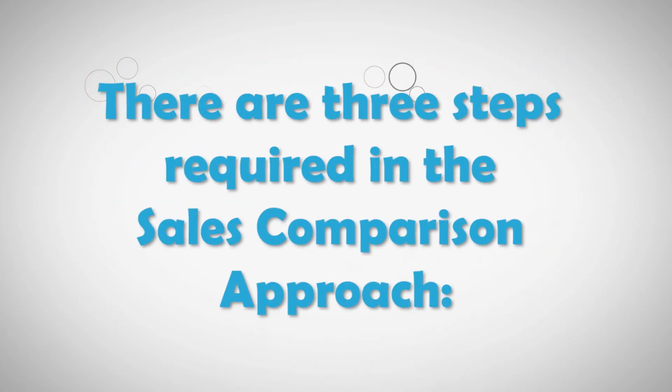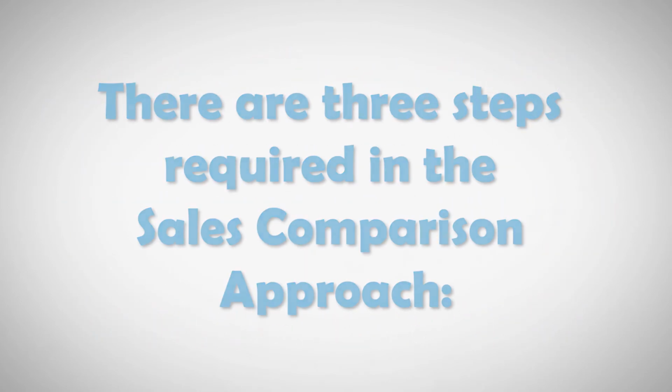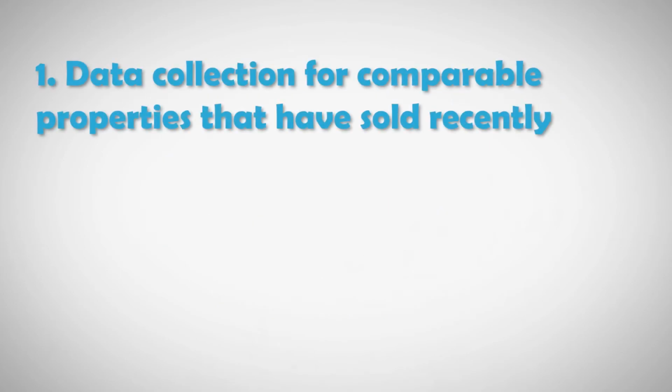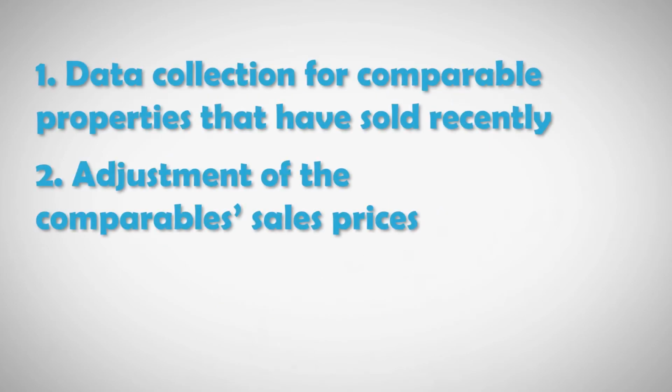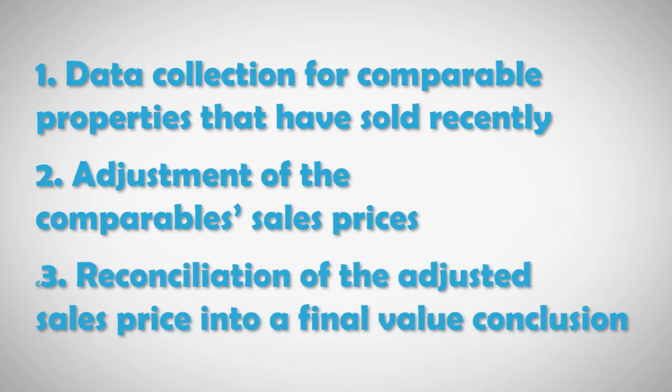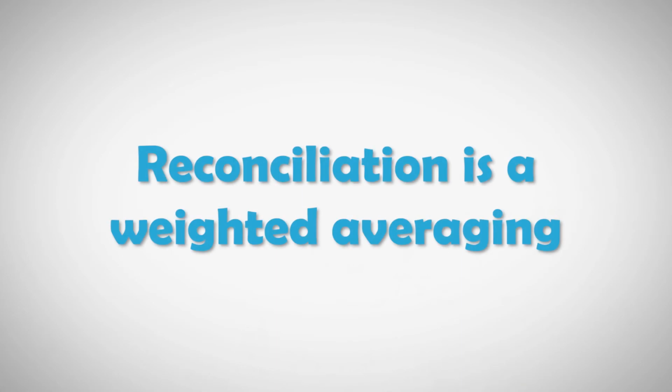There are 3 steps required in the sales comparison approach. First of all, we're going to collect the data of the comparables. Secondly, we're going to adjust those comparables and make them like the subject property. And then we're going to reconcile all of those comparables to come up with a final value conclusion. Reconciliation is a weighted averaging.